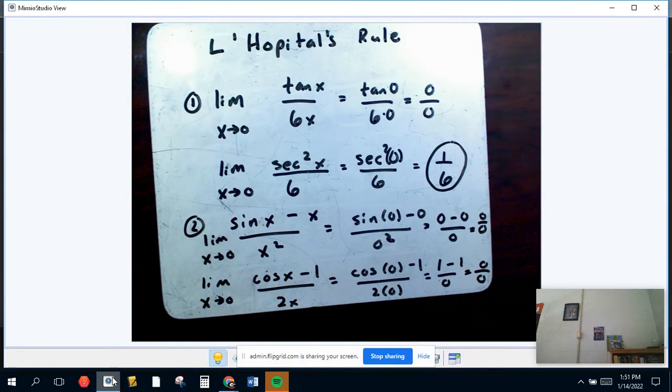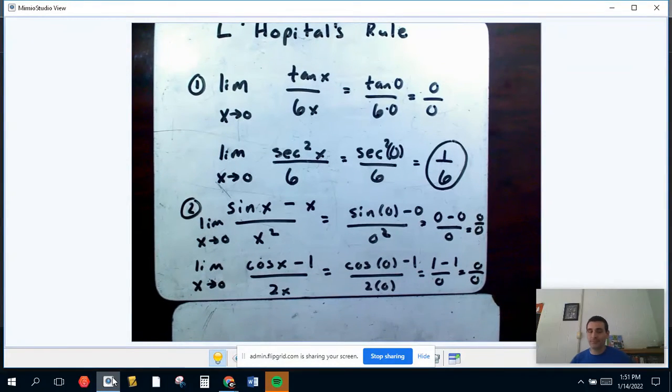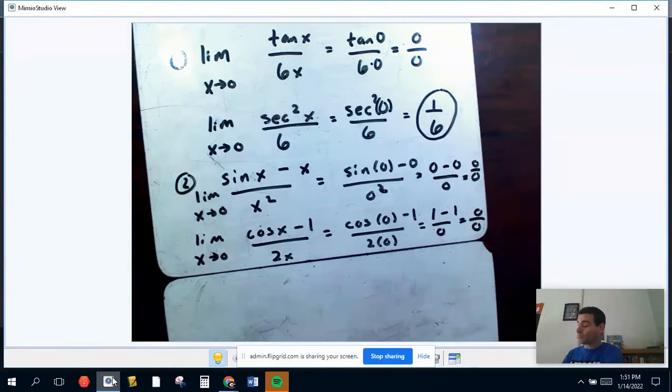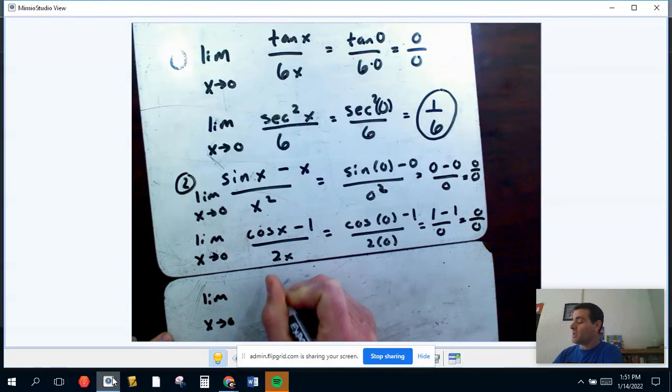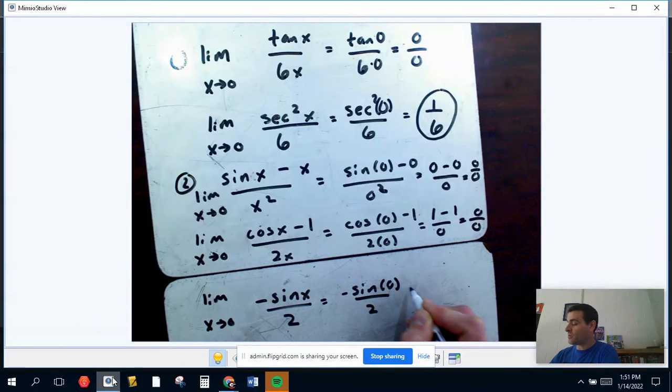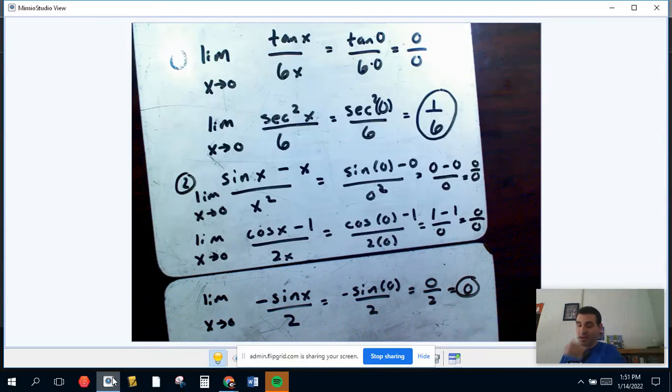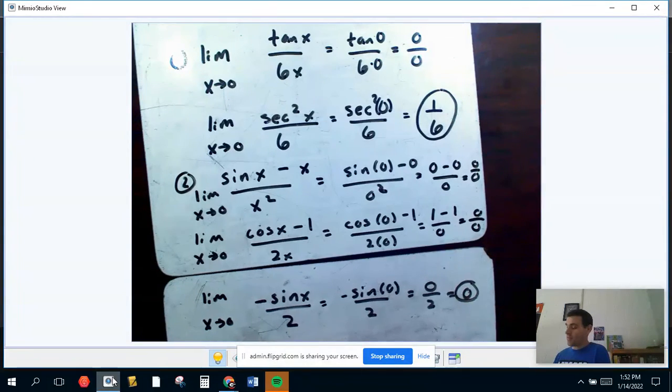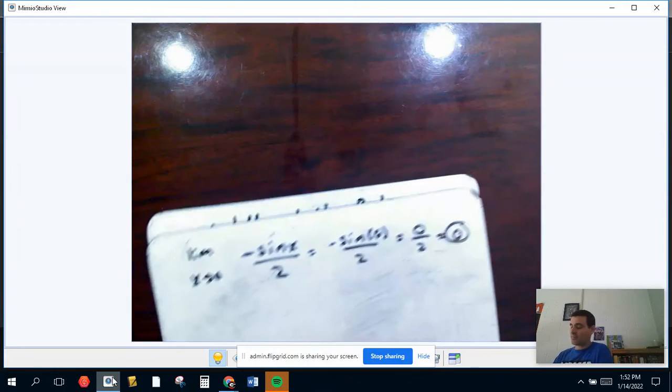Get a board. I'm going to carry on here, and this time I'm going to work on this one. So limit as x approaches 0, the derivative of cosine is negative sine over 2. So clearly this is not going to be indeterminate. So negative sine of 0 over 2, that's 0 over 2 or 0. Okay, so that 0 is not indeterminate. That's the answer. It's just 0. Right. It also can work with infinity over infinity. So we'll show you an example of that.